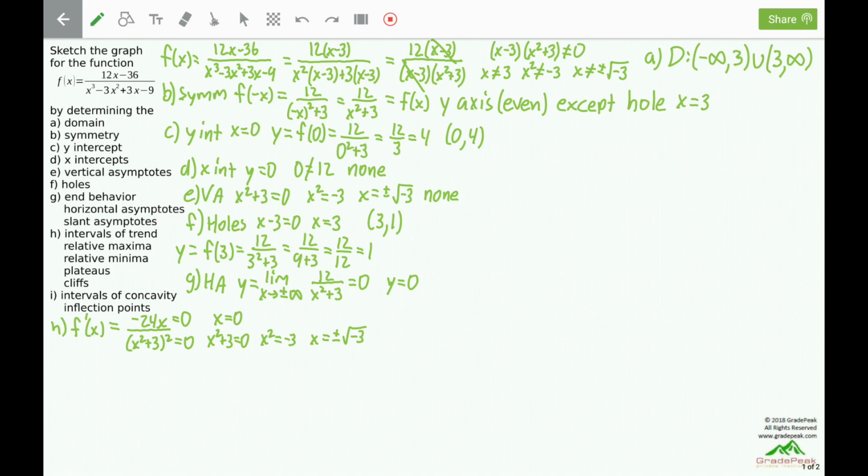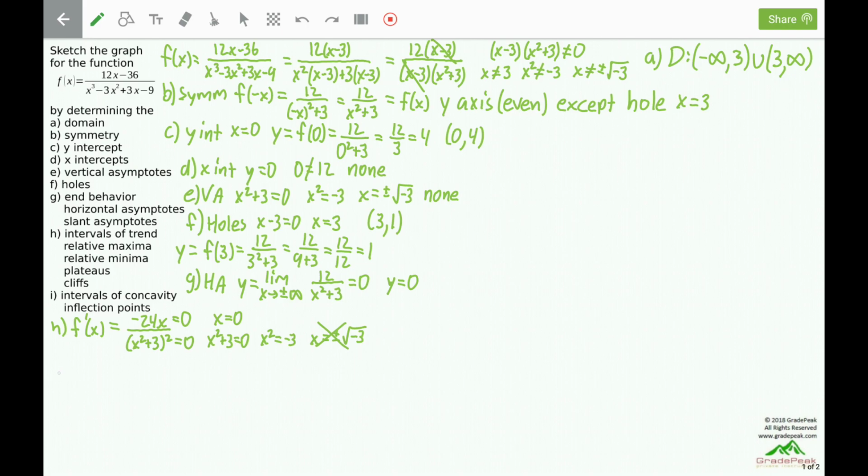We'll now check to see which of these are in the domain. The domain is all real numbers except for positive 3. X equals 0 is a real number, and it is not positive 3, so it is in the domain, and it is a critical number. X equals plus or minus the square root of negative 3 are non-real numbers. They are therefore not in the domain. We can cross them out. They are not critical numbers.